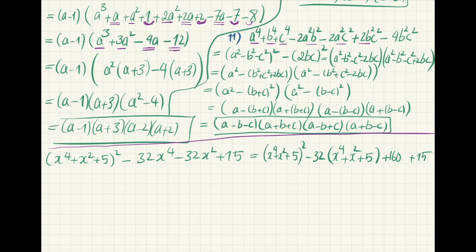Let us wait, let us understand what's going on. This term here is exactly this, no changes. Minus 32 times x4 is exactly this one. Minus 32 times x squared is exactly this one. But let us see. Minus 32 times 5 is minus 160. Plus 160 is totally gone. And what is left is 15. So this equality is indeed valid.